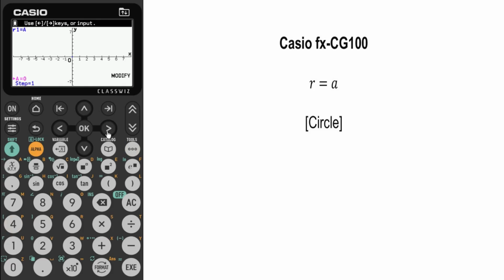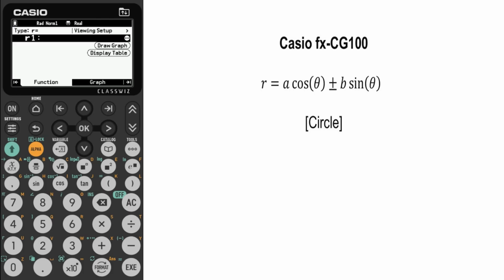Now, when a equals 1, you can see we've got a circle with centre at the origin and radius 1. When r equals 2, same thing. We've got the centre at the origin, but this time the radius is 2. And we can explore with that even further by varying a. In general, r equals a gives us a circle with radius a and centre at the origin.